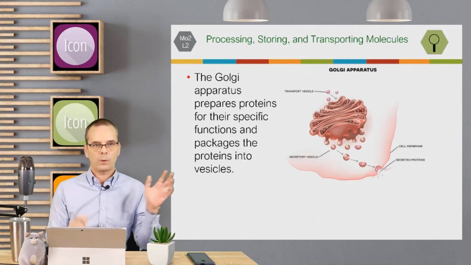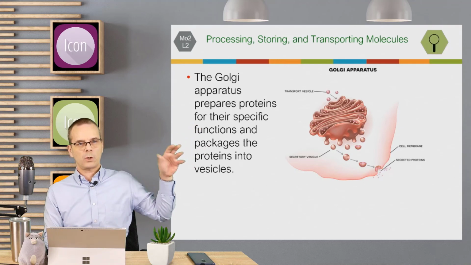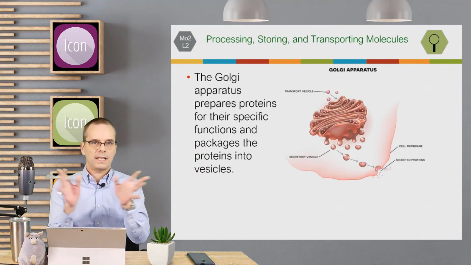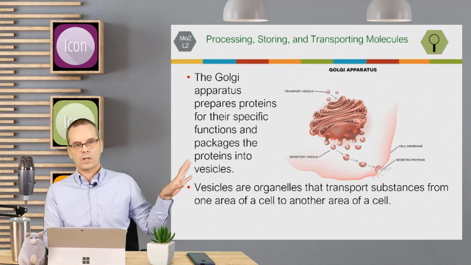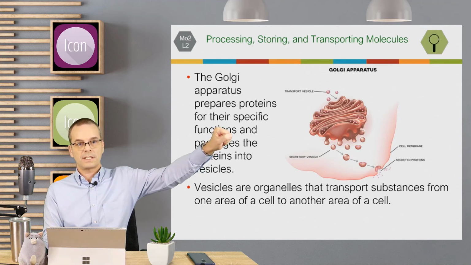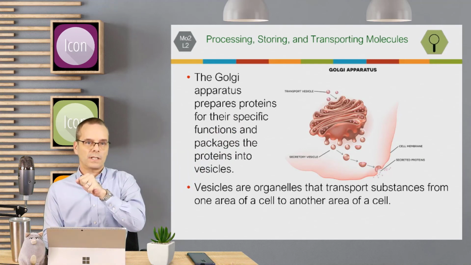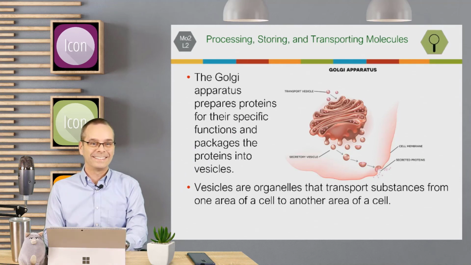The Golgi apparatus prepares the proteins for all their functions, because proteins are very important. And it puts these proteins into vesicles. All right? So it kind of packages the proteins to send them out to do their job. And the vesicles are these little organelles that basically transport substances like proteins from one part of the cell to another part of the cell. So maybe they're like cell taxis.